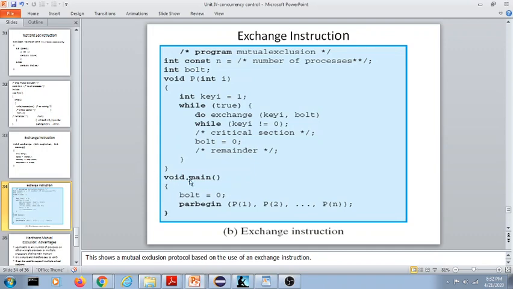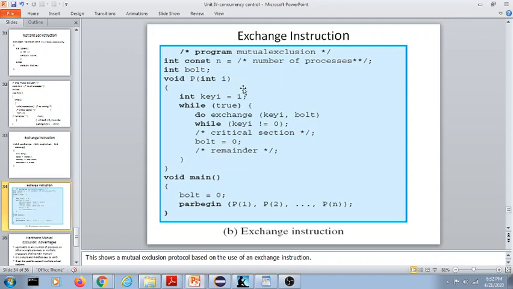Of course, you know the execution starts from main. Whenever your bolt is 0, it means that your printer is free, and whenever your bolt is non-zero, it means that your printer is busy. In this case, again your main function is responsible for the beginning of all those particular processes, P1, P2, P3, as per the availability of those processes.